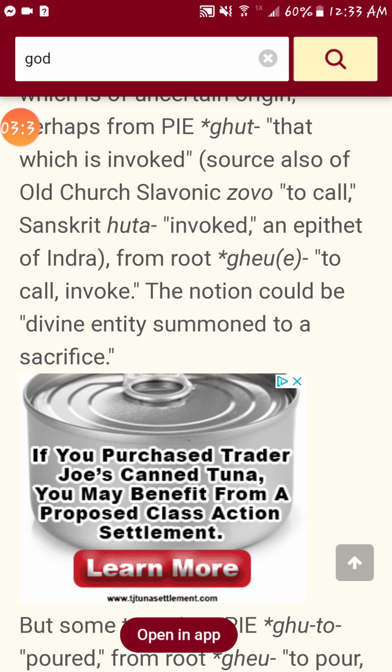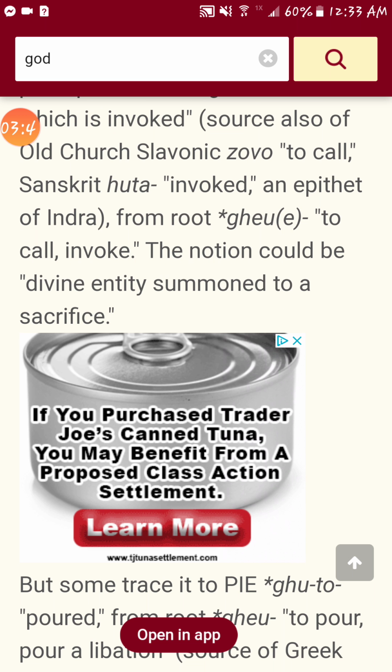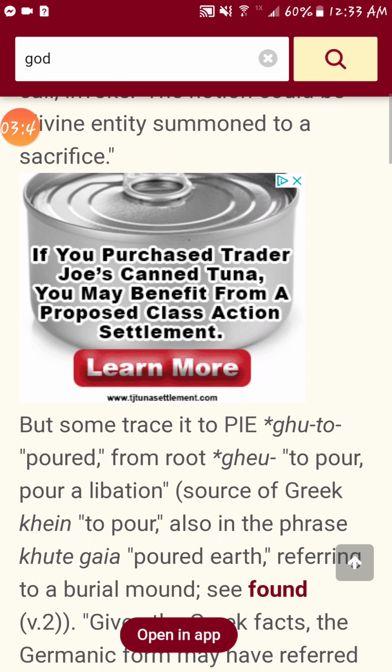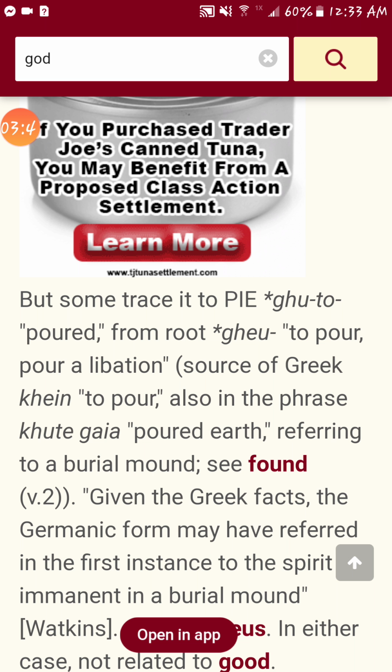So when people wanted to sacrifice something, they wanted to get a divine entity, or an entity period, it would be called to God. They would God, to call, invoke. Check this out though. Some trace it to Proto-Indo-European gheu, to pour, from root gheu, to pour out a libation. Like how we pour out a drink for our dead homies. Same thing. That's to God.